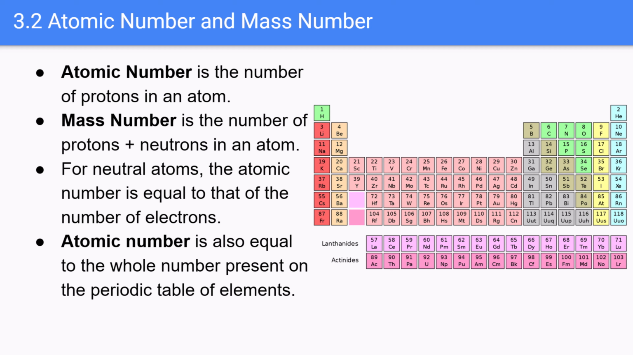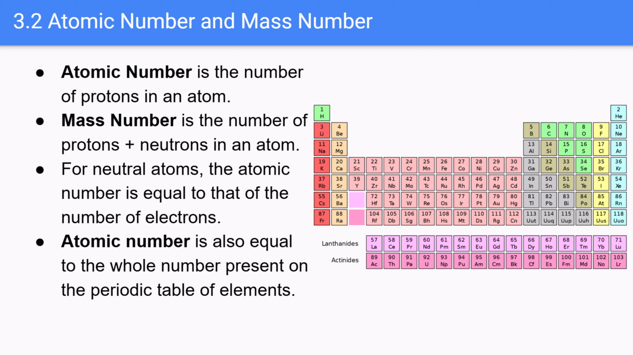The atomic number is the number of protons that are present in an atom. It is also the very large number at the top of each individual element on the periodic table. So for example, the atomic number of hydrogen is 1. That means that hydrogen contains 1 proton. The atomic number for helium is 2. That means that helium contains 2 protons. 3 for lithium, 4 for beryllium, etc.